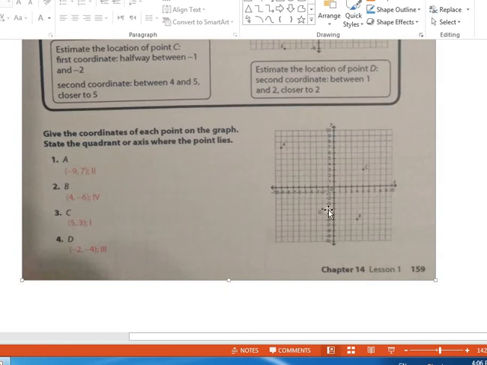C. 5 and 3. I search for 5, and 3 is positive, so go up. Yes, this is C. So in which quadrant is this? Okay, together. This is the first from the right: 1, 2, 3, and 4. So first, second, third, fourth. This is the sign of the first, this is the sign of the second, this is the sign of the third, this is the sign of the fourth.